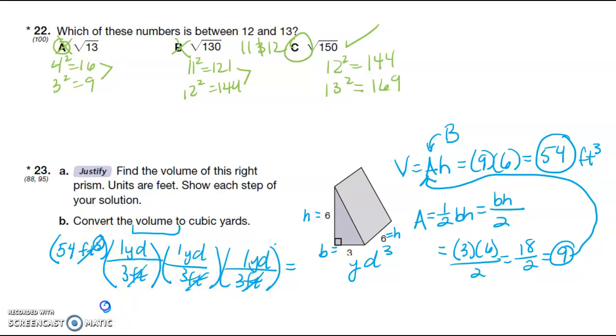My math looks like 54 times 1 times 1 times 1 over 3 times 3 times 3. So 54 divided by 27 is going to be, oh, there we are. Sorry, lost it there. 2 yards cubed.